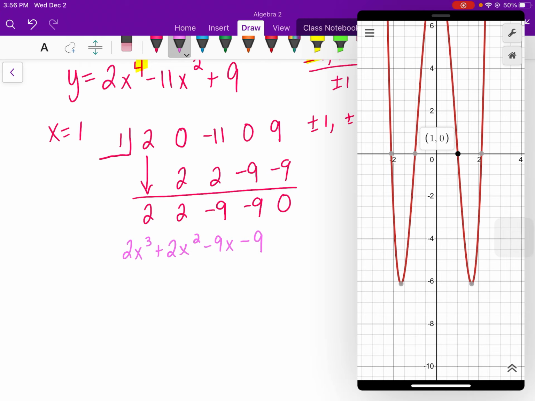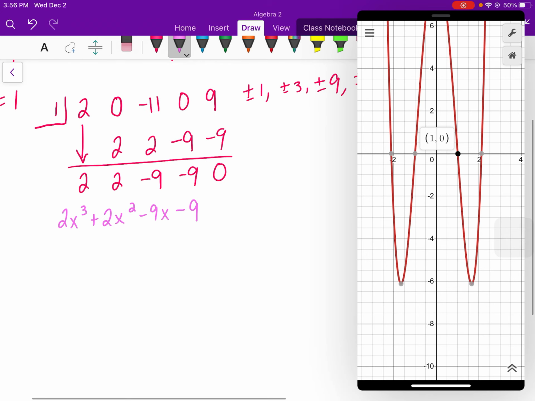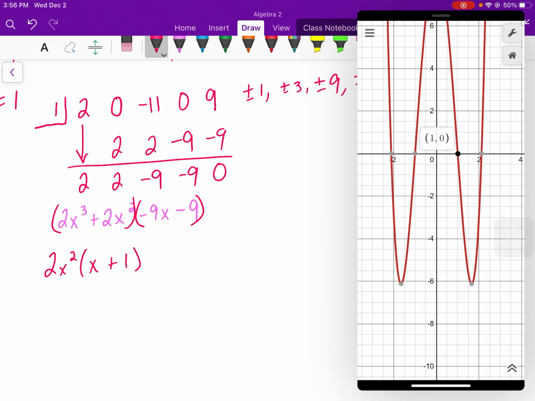Now it does look like I'm able to factor by grouping from here. Factor by grouping, and that's not always the case, but this one I can. So I'm going to take out a 2x squared from my first group, and I'm going to be left with an x plus 1 if you divide both of these by 2x squared. And then to get an x plus 1 in the next set, I'm going to take out a -9, and I'm going to get an x plus 1 there as well.